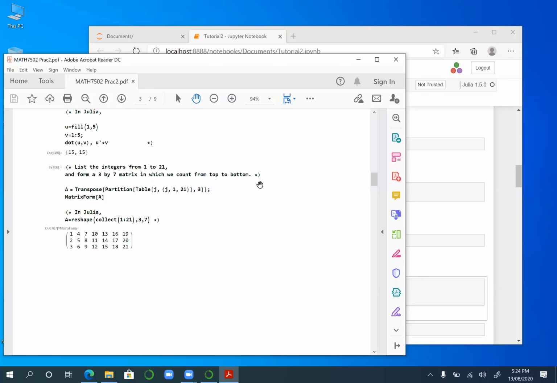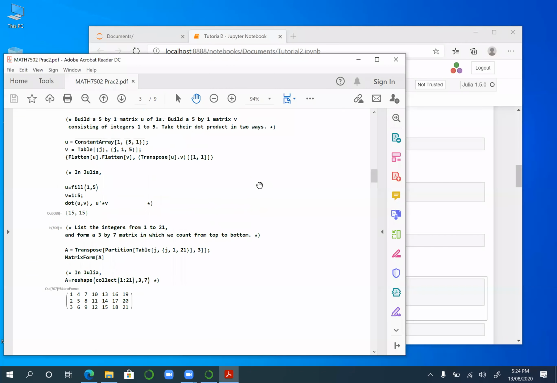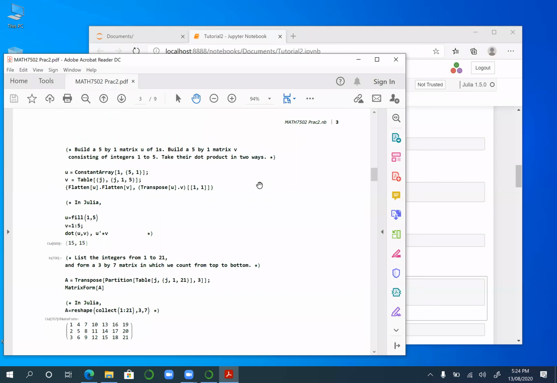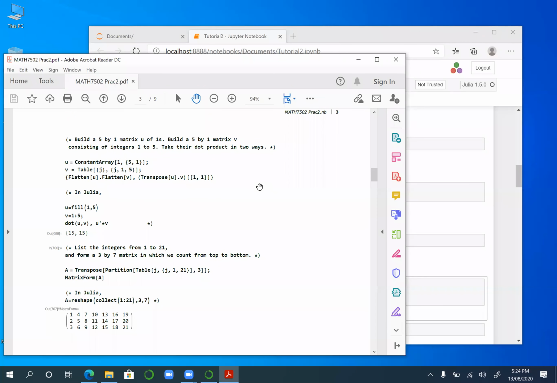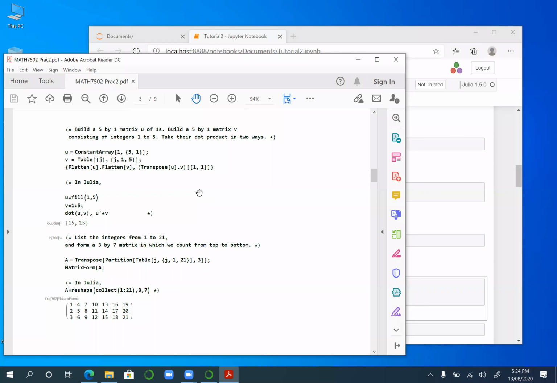Okay, so the next problem. I think that's at the top of this page. It says build a 5x1 matrix U of ones.